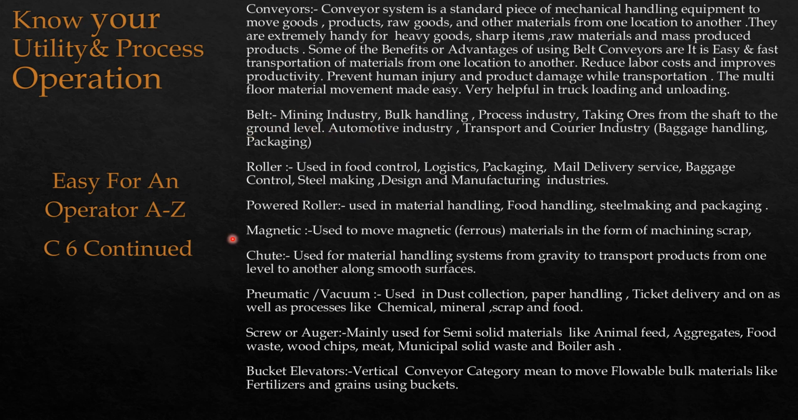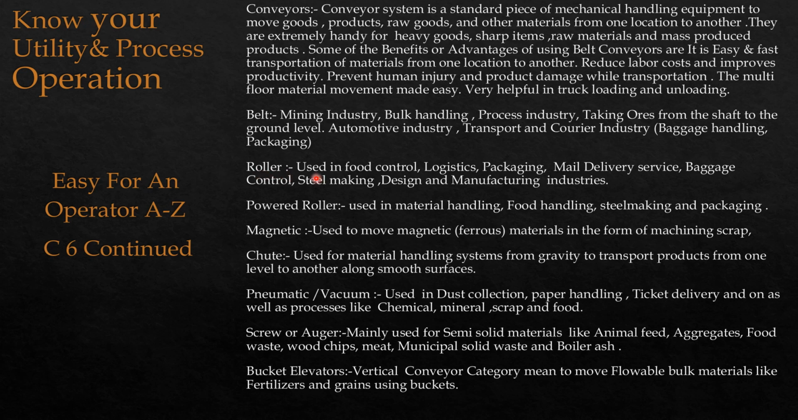Belt conveyors are normally used in the mining industry, bulk handling, and process industry, taking ores from the shaft to the ground level, as well as in the automotive industry, transport industry, and courier industry. You might have seen baggage handling and packaging at airports, and in many places, also in malls, packaging is transported through belt conveyors.